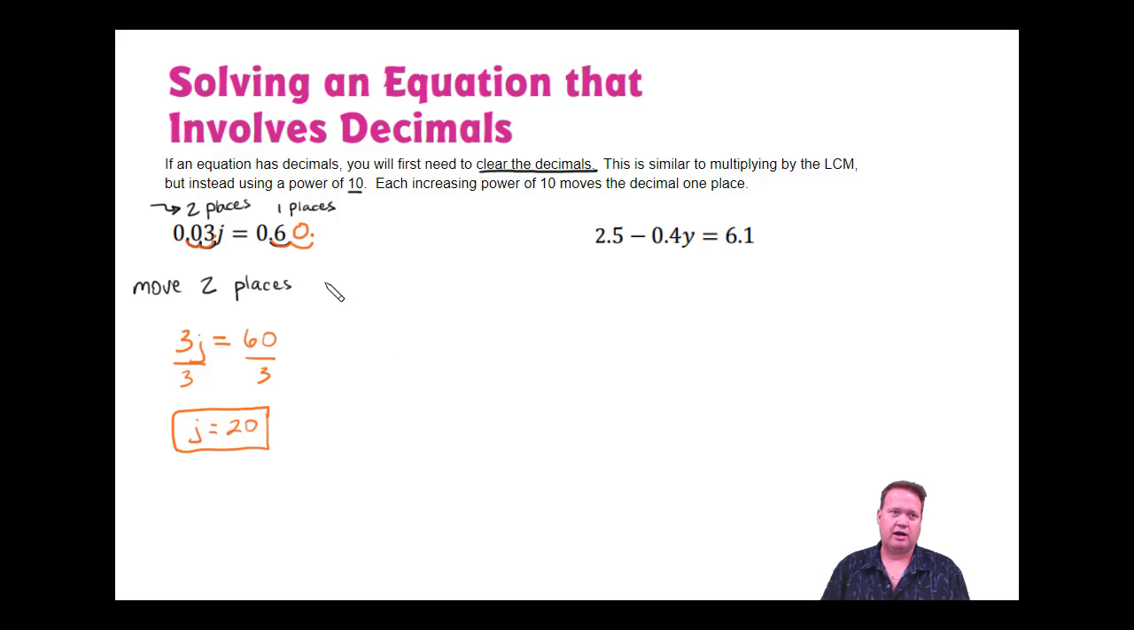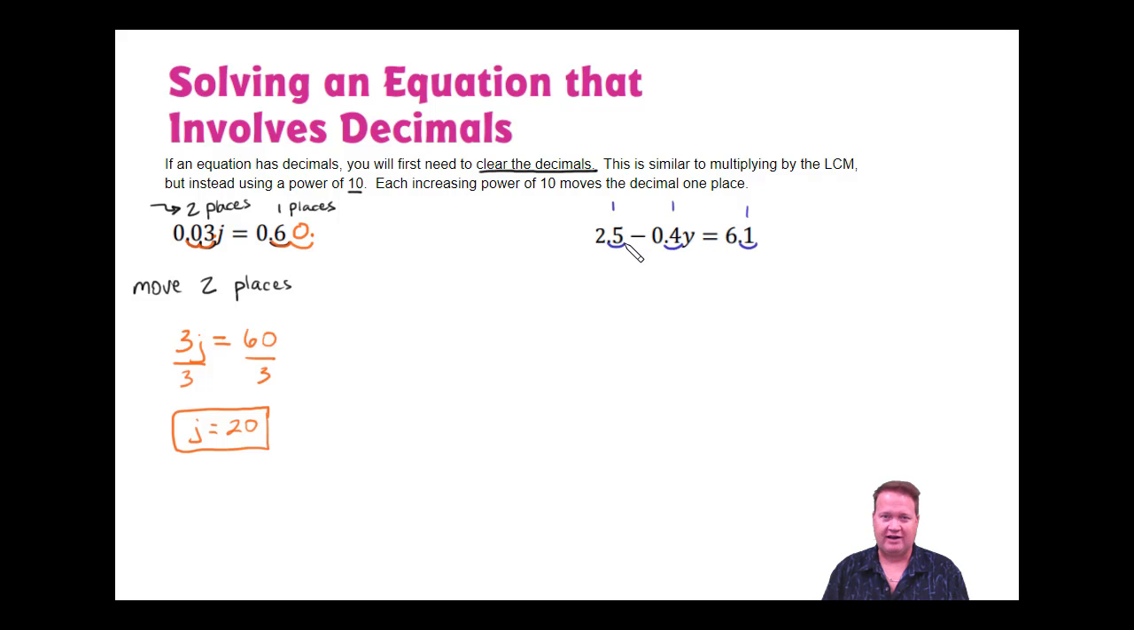Let's take a look at the problem on the right. Remember that however many places is the largest number of places, that's how many places we're going to have to move it. So let's count. This decimal here, to make the decimal disappear, would take 1 place. This number here will also take 1 place, and this one also takes 1 place. So this is pretty simple. We're just going to move every decimal 1 place.